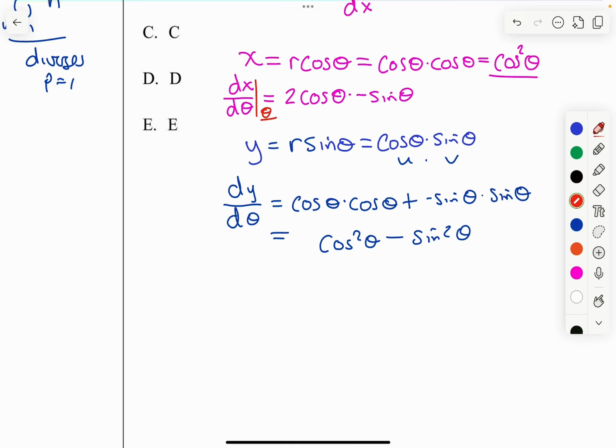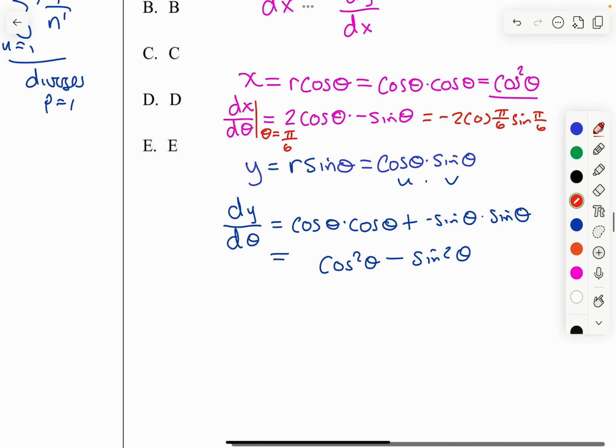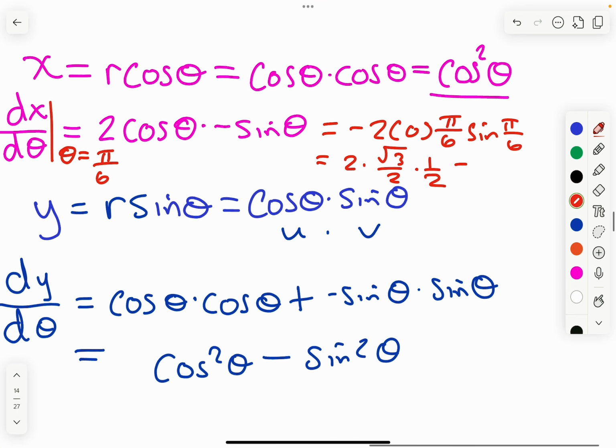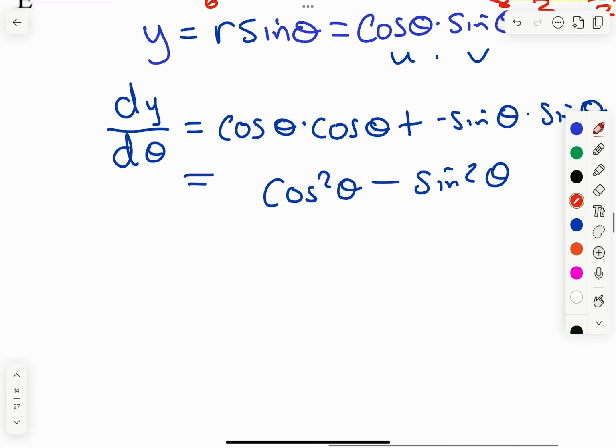So at pi over 6, you get, so this is negative 2 cosine of pi over 6, sine of pi over 6, which is negative 2 times root 3 over 2 times 1/2. Okay, which in the end is root 3 over 2. Okay, we'll come back to that. Here again, I'm also plugging in pi over 6.